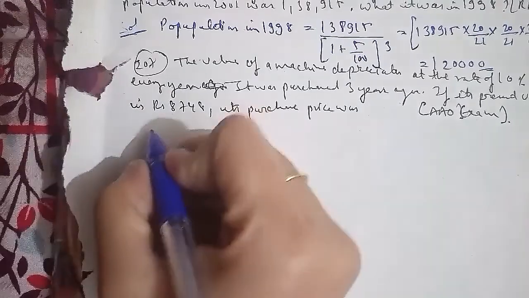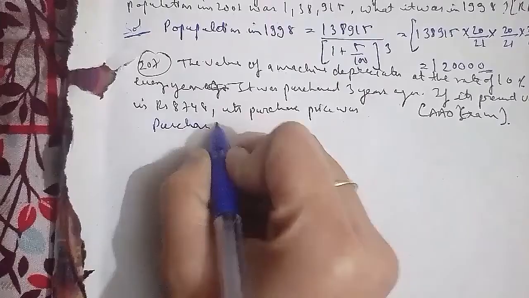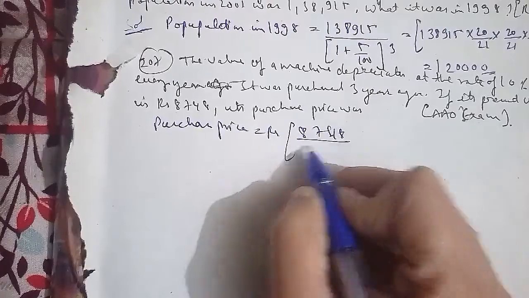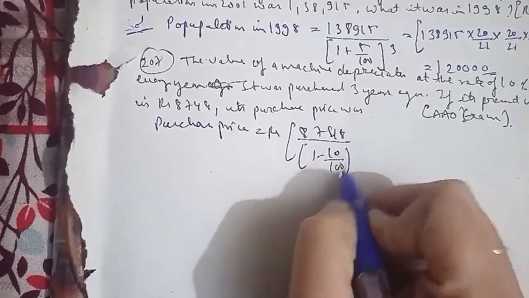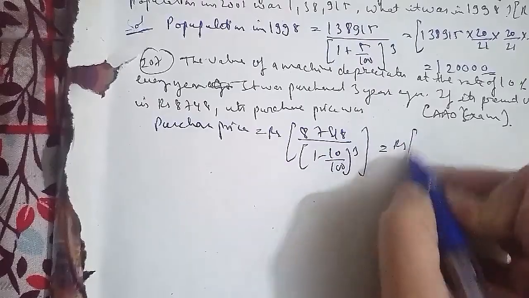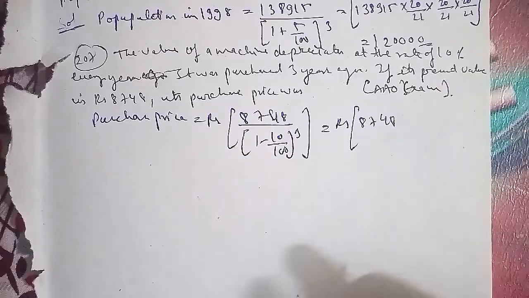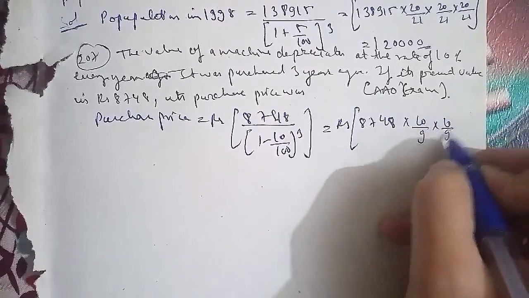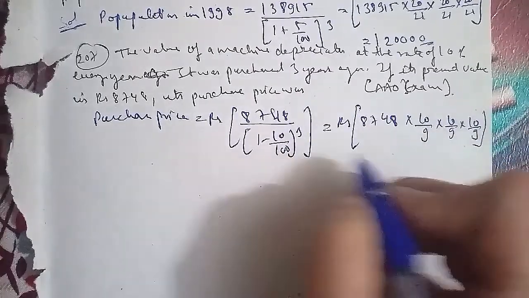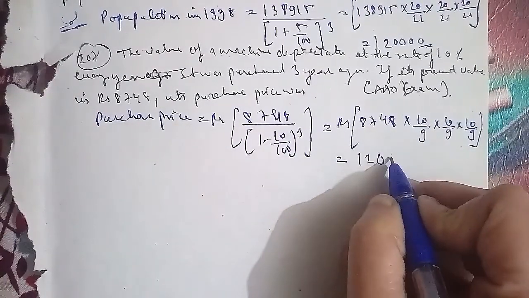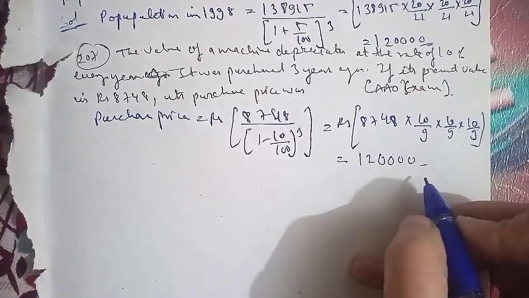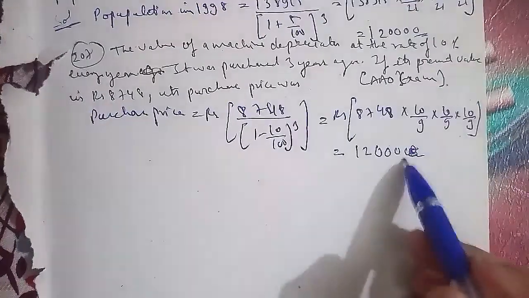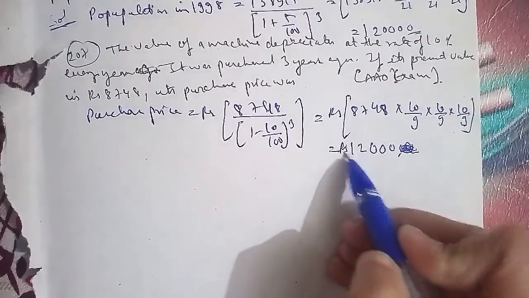Purchase price equals 8,748 upon (1 minus 10 upon 100) cubed, which equals 12,000. That is the answer here: rupees 12,000.